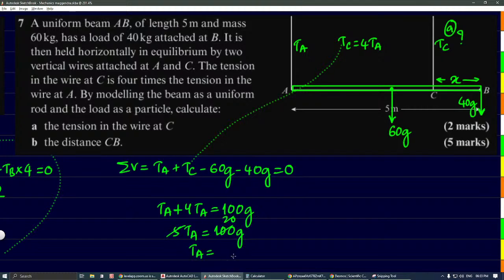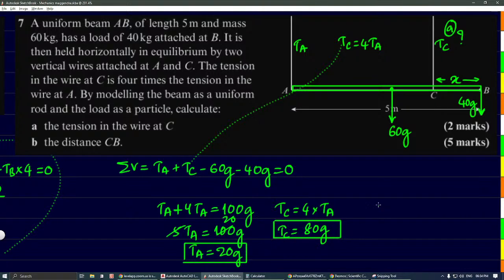We cancel, that becomes 20G. So TA is 20G. In the same way, if you substitute in the TC value, that is 4 times TA, we get 80G, no? TC is 80G. If you want the value in decimals, you can substitute the G value as 9.81 meters per second squared. You will get it in newtons exactly. So part A is solved.